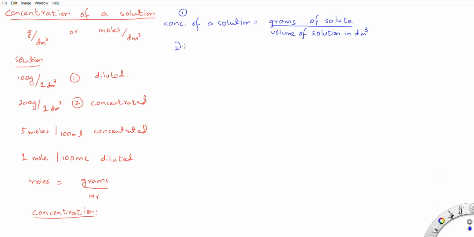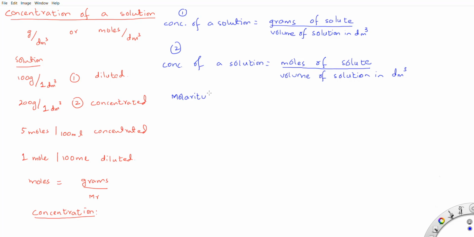The other is that concentration of a solution can also be expressed in terms of moles of solute divided by volume of solution in liters. So concept 2 is also known as molarity. We can usually use this term. Molarity is defined as the amount of solute in terms of moles dissolved in per liter of a solution.